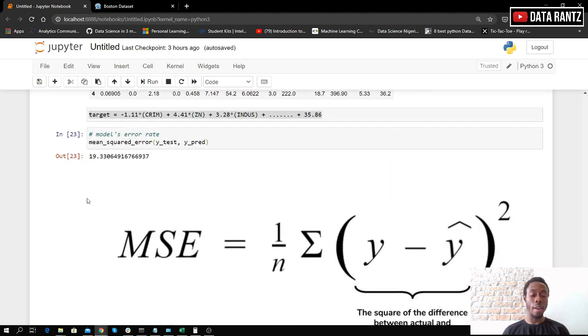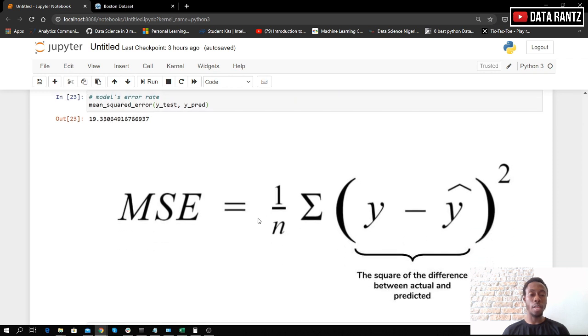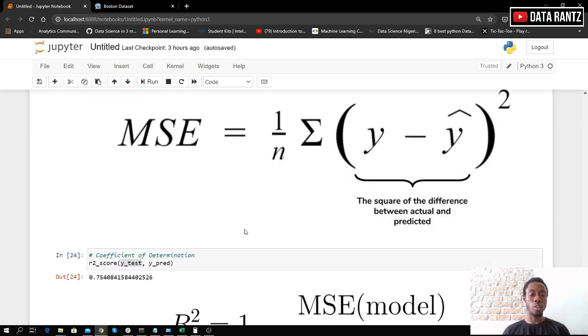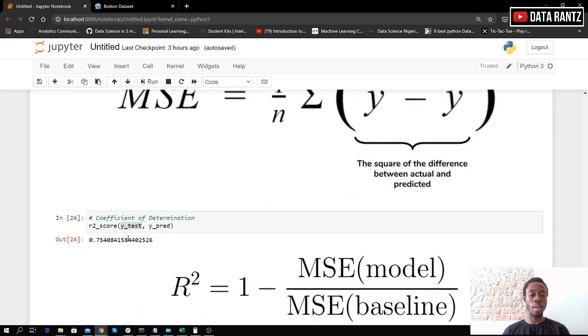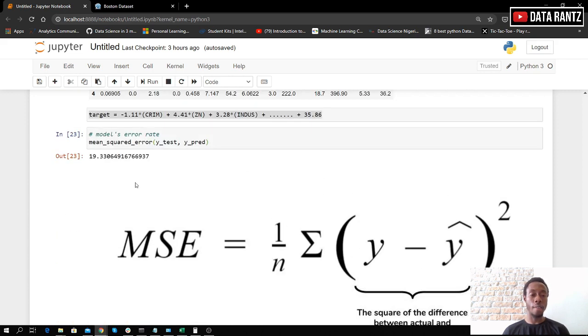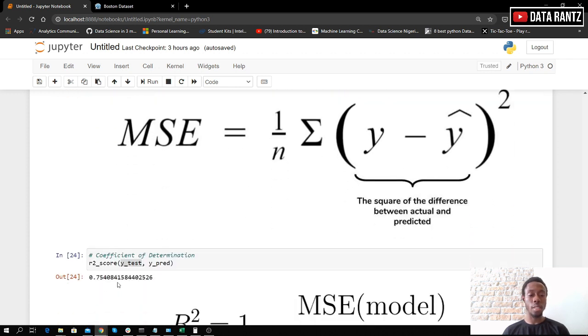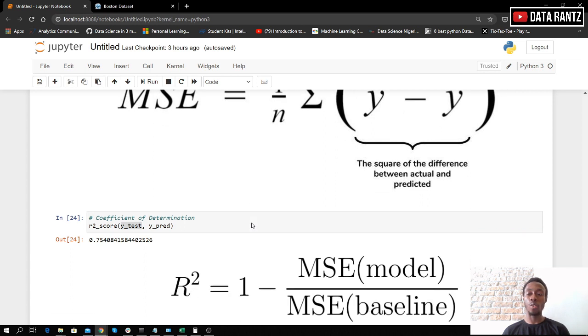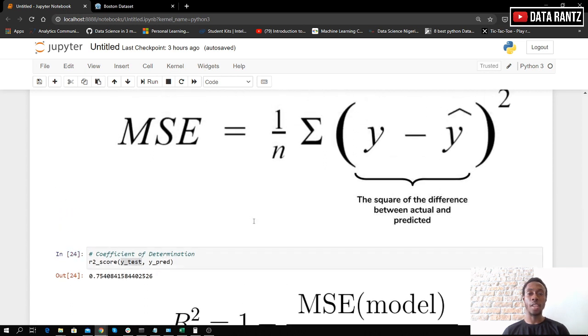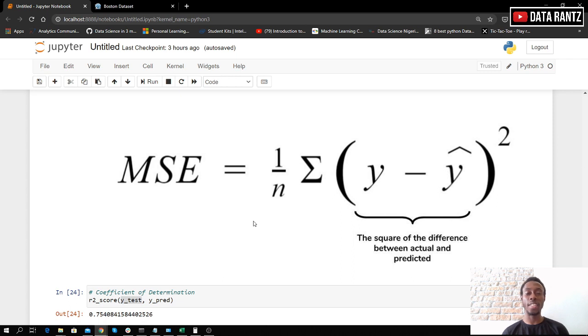So the lower the error, the better our performance, but the higher the error, the lower our performance. So the goal is to minimize this error and increase the score. All right, so that is how you can leverage data to make predictions into the future of whatever you want.